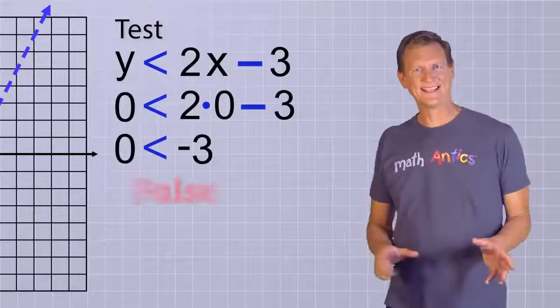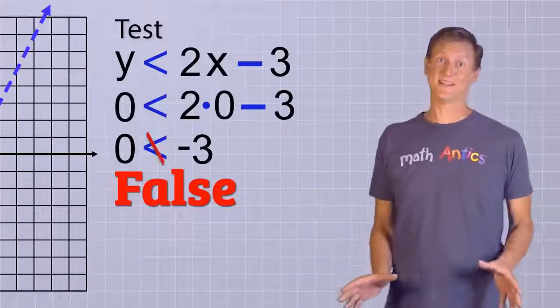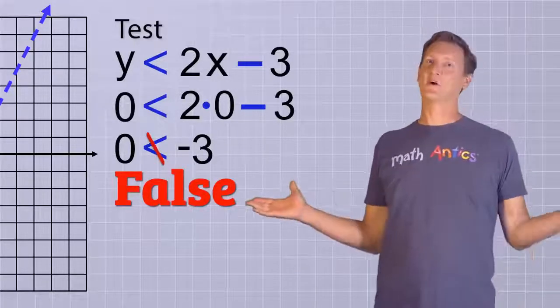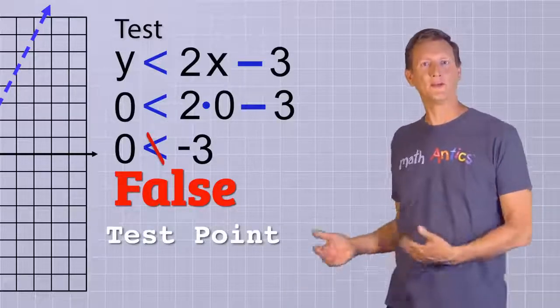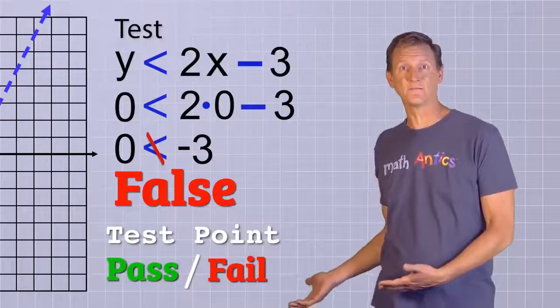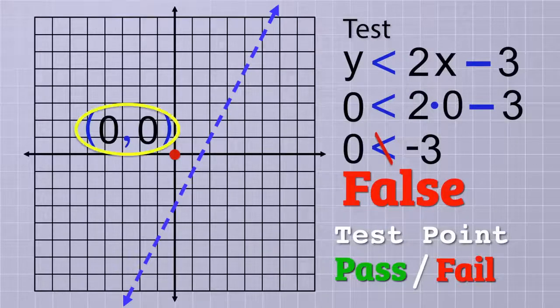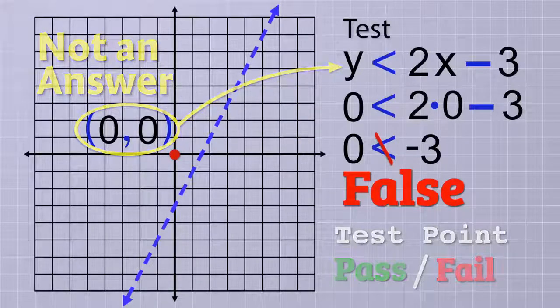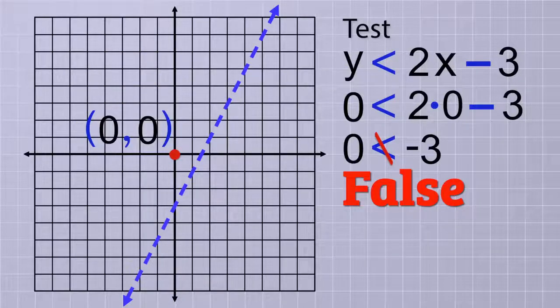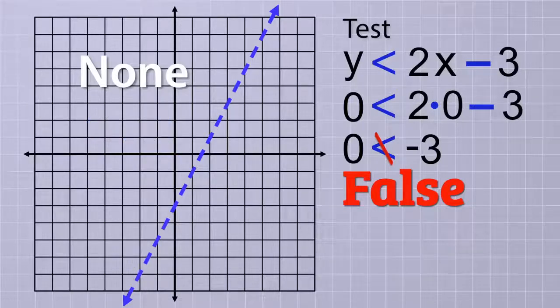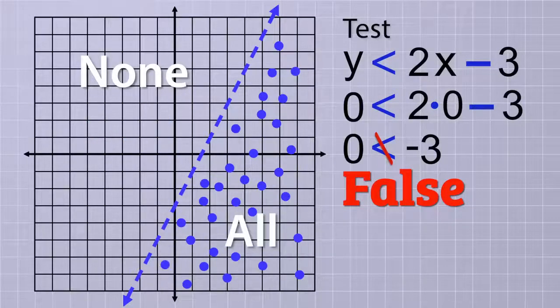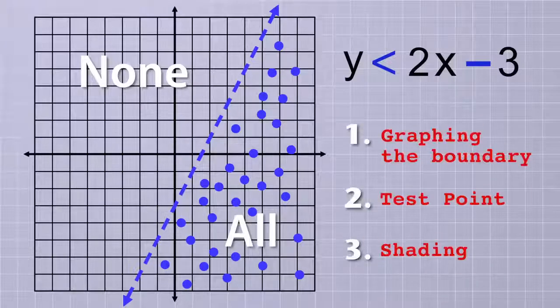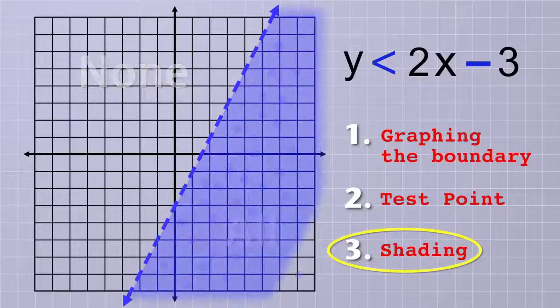But hold on a second, that's not true. 0 is not less than negative 3. That's why it's called a test point. The point that you choose can either pass or fail the test. In this case, since plugging the point's x and y values into the inequality gave us a false result, that means that the point is not a valid answer for the inequality. Therefore, 0, 0 must be on the side of the boundary line where none of the points are included in the solution set, which means that all of the points on the other side will be included. So that brings us to the last step. We just need to shade the correct side of the line, like so.